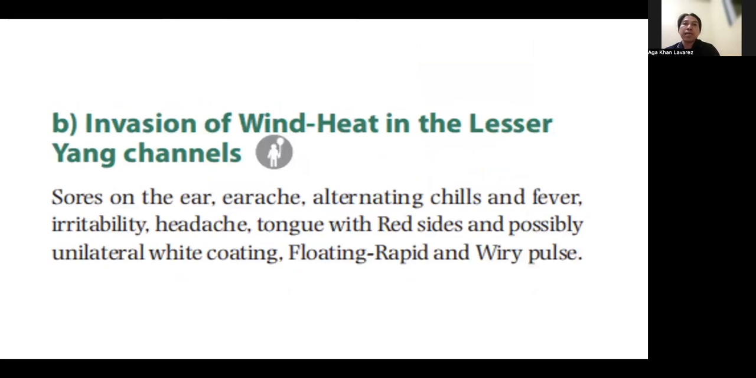Letter B, invasion of wind heat in the lesser yang channel. Sores on the ear, earache, alternating chills and fever, irritability, headache, tongue with red sides, and possibly unilateral white coating, and the pulse is floating, rapid, and wiry.